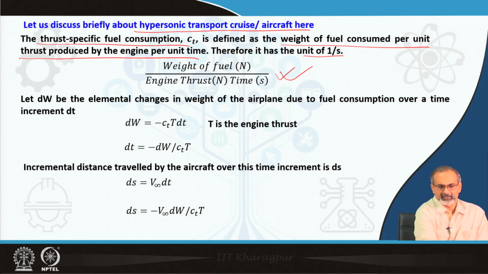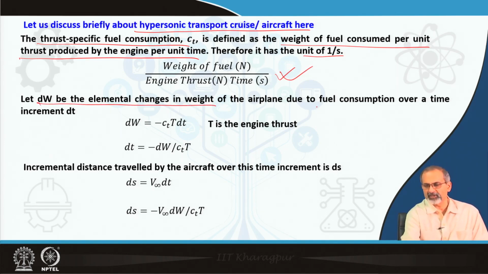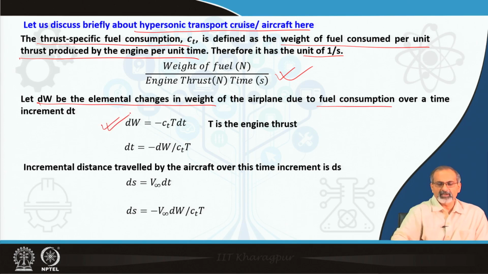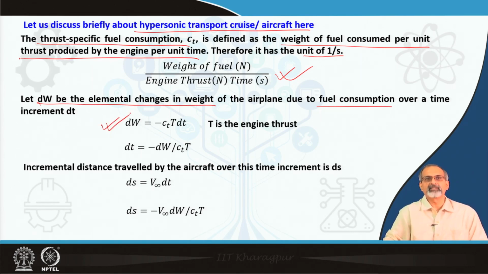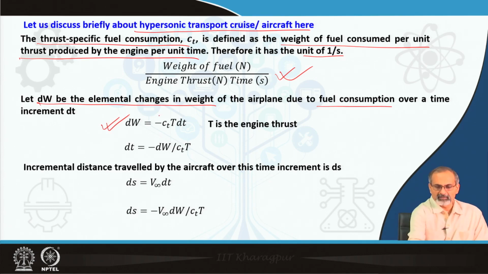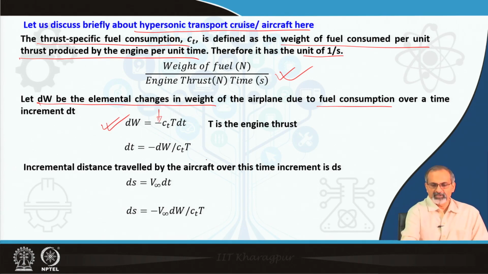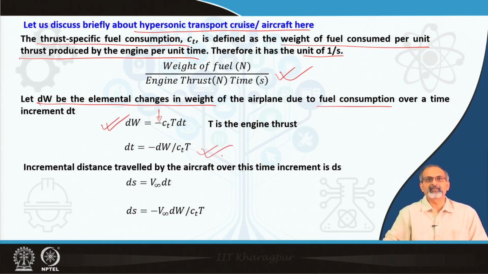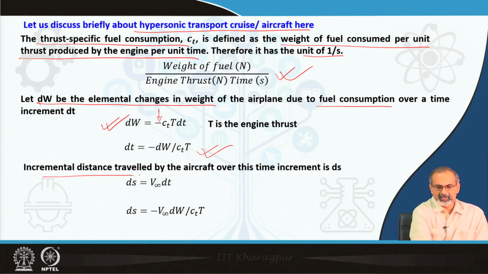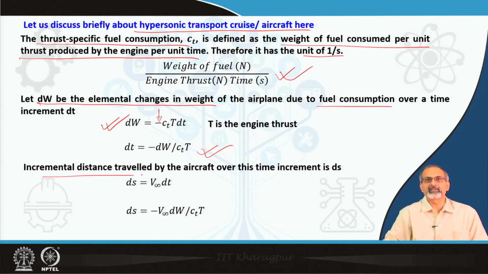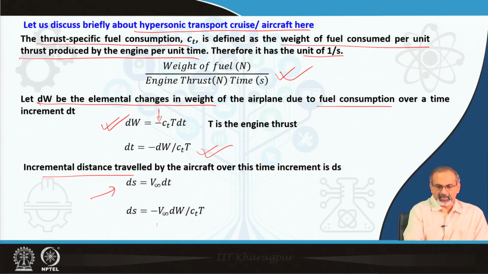Let dW be the elemental change in weight of the airplane as it burns fuel, over a time increment dt. Therefore, the weight change dW can be indicated like this. Remember that a negative sign is included here because with passage of time the weight reduces. Therefore, a positive dt is associated with a negative dW. You rearrange the equation and place it in terms of dt, and then the incremental distance traveled by the aircraft over this time gives us ds, the expression for distance, and you essentially plug in this relation.